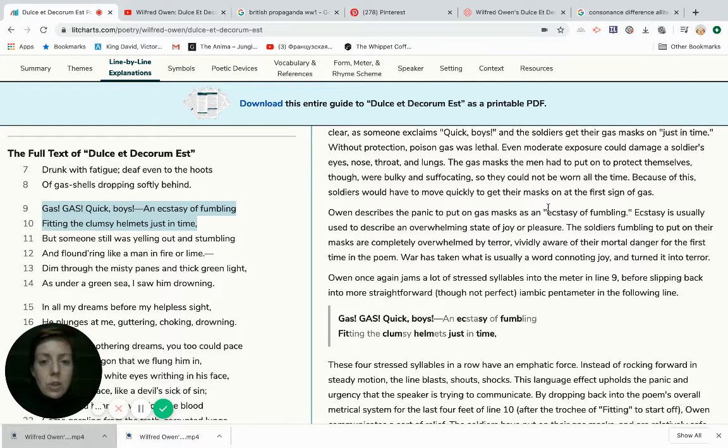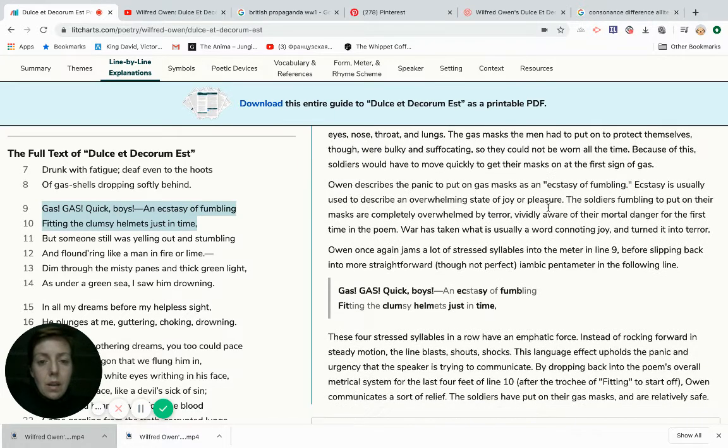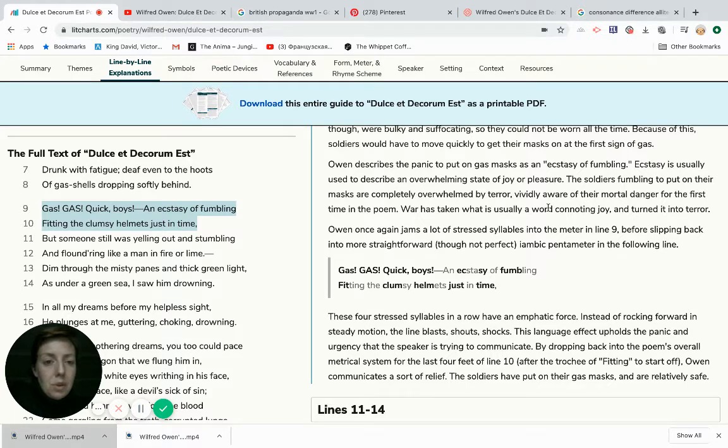Because of this, soldiers would have to move quickly to get their masks on at the first sign of gas. Owen describes the panic to put on gas masks as an ecstasy of fumbling. Ecstasy is usually used to describe an overwhelming state of joy or pleasure. The soldiers fumbling to put on their masks are completely overwhelmed by terror, vividly aware of their mortal danger for the first time in the poem. War has taken what is usually a word connoting joy, ecstasy, and turned it into a word connoting terror.